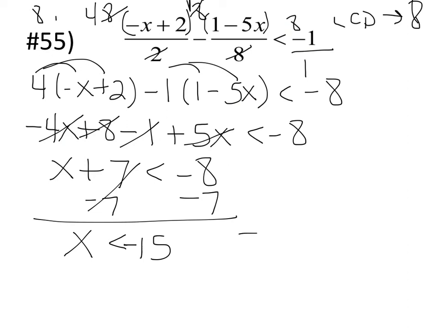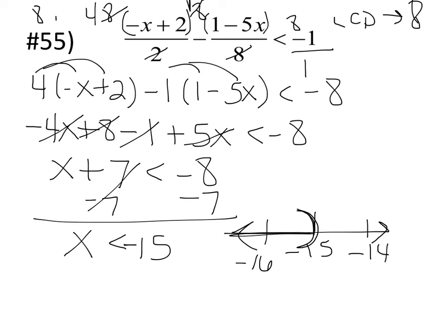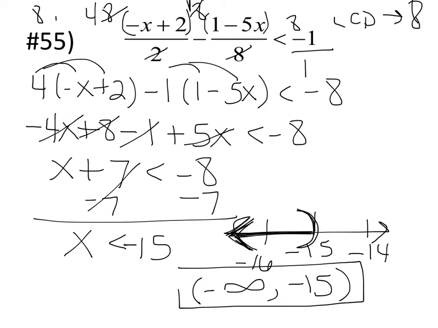So when you graph it, you're going to put negative 15 here, negative 14, and negative 16. It is just a less than symbol, so you just draw a parenthesis, shade in this direction, and you'll start with negative infinity to negative 15. It's a parenthesis on the graph, so it's a parenthesis in your interval notation, and negative infinity is always a parenthesis.